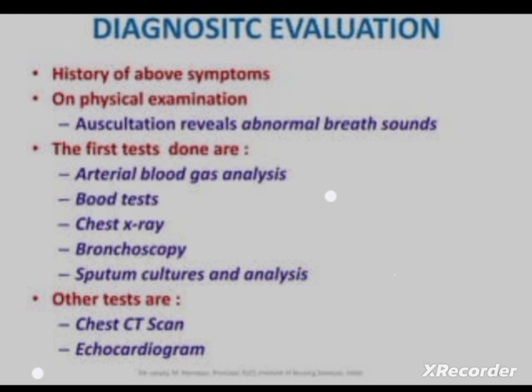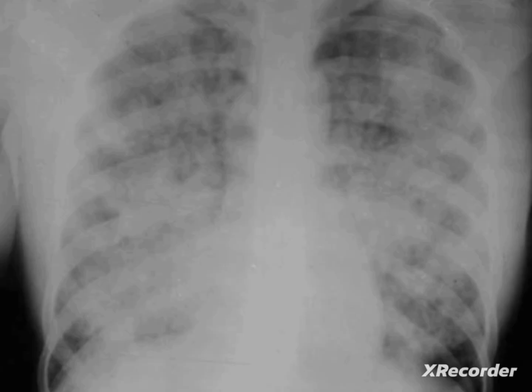Then blood tests can also be done. Then chest x-ray, in which you can see the bilateral opacity. Then bronchoscopy. Sputum culture and analysis can be done in case of pneumonia related ARDS. Other tests we are doing are CT scan and echocardiogram. And this is the exact picture of ARDS. So you can see bilateral opacity in both lungs.